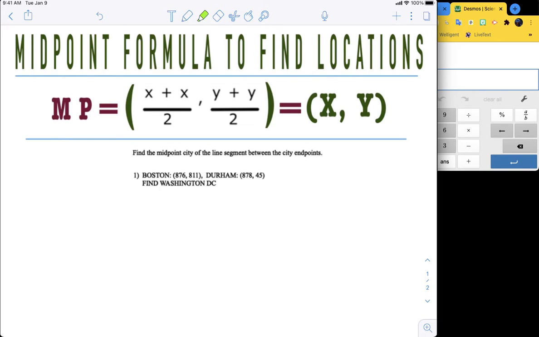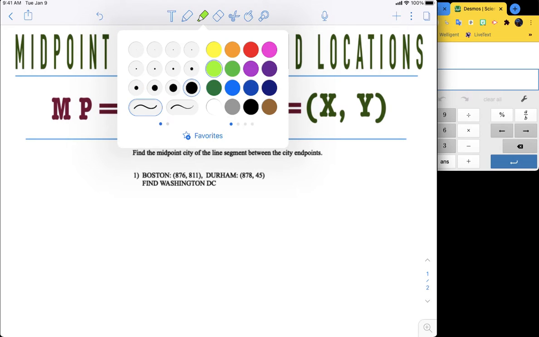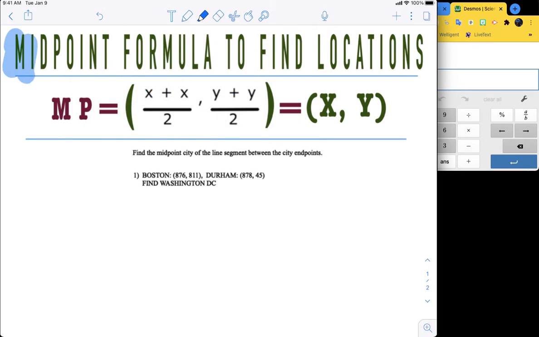All right, first thing we always do is identify the name of these notes. These notes are called midpoint formula to find locations. The world is so big that they use coordinates for cities and locations, and sometimes they need to find the midpoint between two cities, between two locations. They use this formula. This is where the formula is practical, so we're going to see how that works.